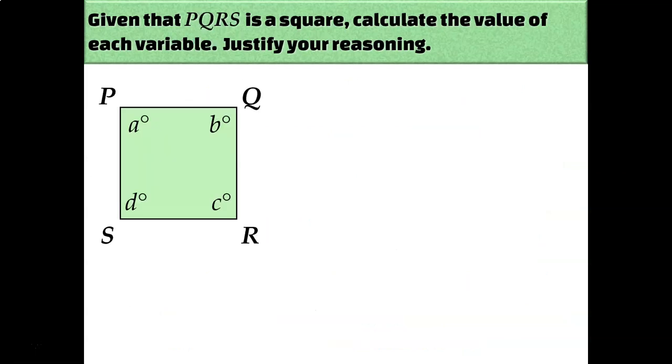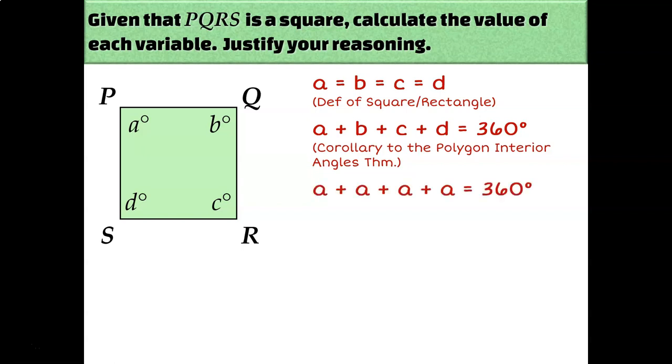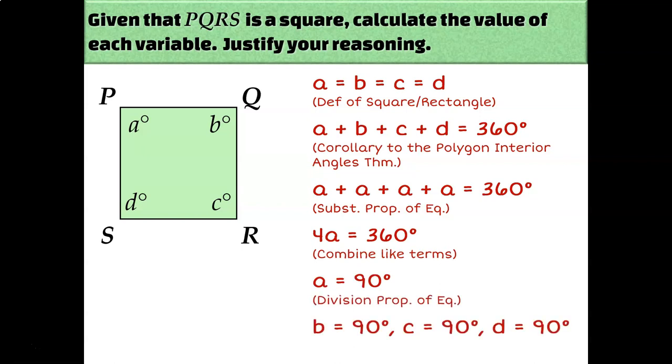We already kind of did this problem when we talked about rectangles, but I just want to emphasize that it's the same thing when you're talking about squares. If you want to figure out the measures of each of these angles, you can say that they're all equal to each other by the definition of square or rectangle. And you can say that if you add them all up to 360, that would be the corollary to the polygon interior angles theorem. So you could substitute A in place of B and C and D, combine like terms, and divide to figure out that all four of the angles must be 90 degrees.